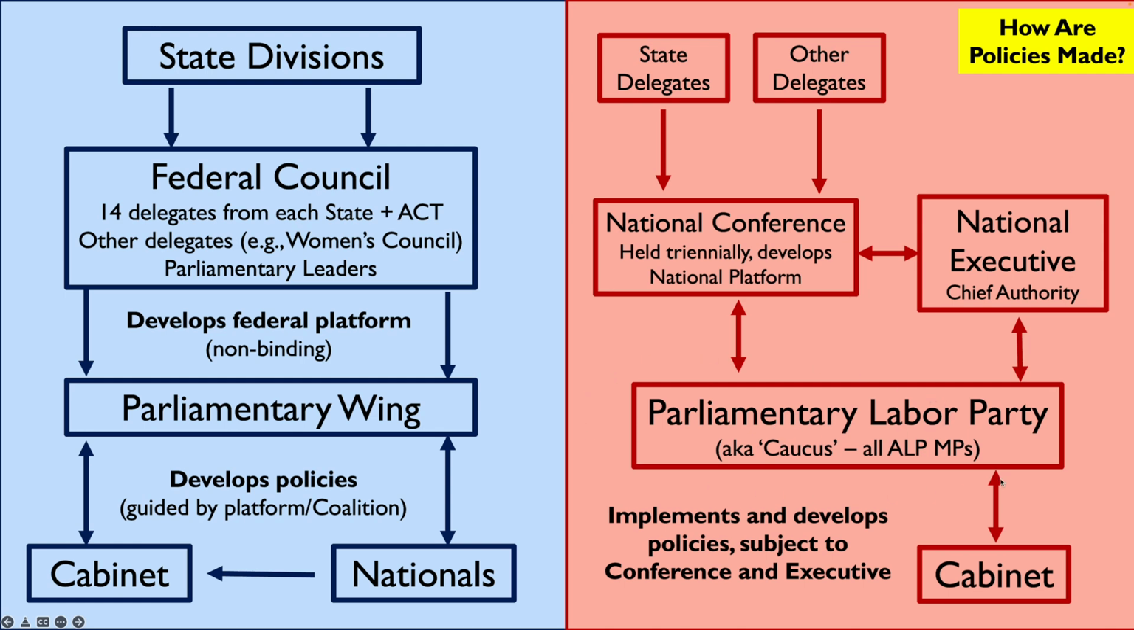So the Parliamentary Labor Party refers to all of the Labor MPs that have been elected both to the Senate but also to the House of Representatives. You might hear this referred to as the caucus. They are in charge of actually implementing, developing the practical policies, the legislation, or rather the bills and draft amendments that will actually be put forward to Parliament.